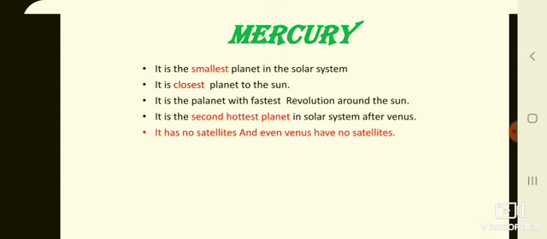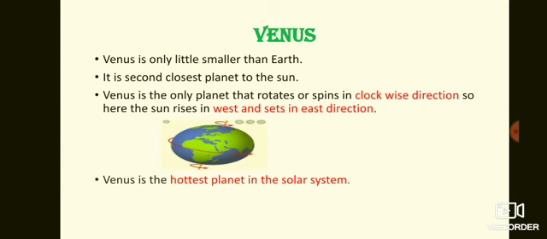And for your information, Jupiter is the planet which has the largest number of satellites. I have not mentioned these things here, so you may note it down if you are listening to me. So Jupiter has the largest number of satellites, and Mercury and Venus are the only planets which do not have satellites at all. This much information is enough for Mercury. So now let us move to the next slide.